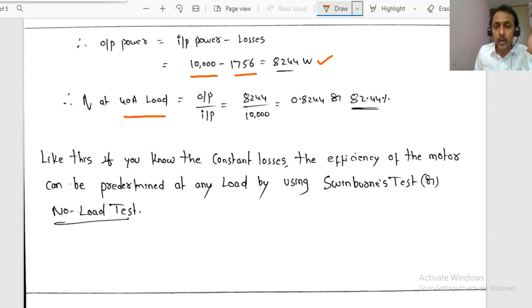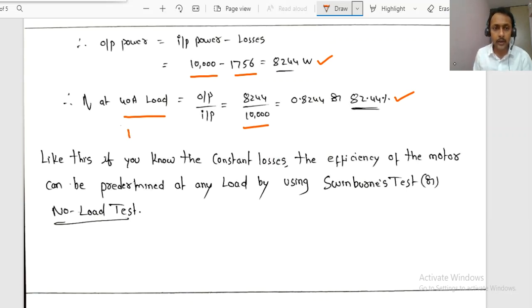What will be the efficiency at 40 amps? Output by input, 8244 by 10,000. It is 82.44%. So like this, at different loads, the same problem we can do, for example for 10 amps.